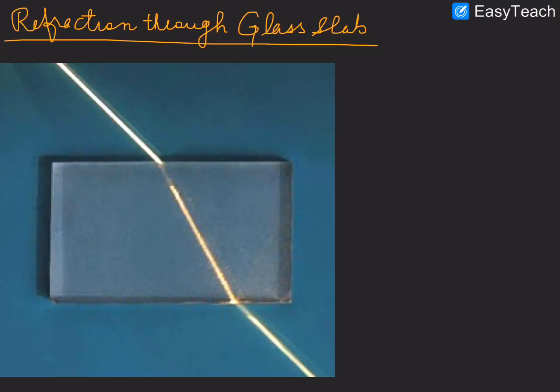Now let us discuss refraction through a glass slab. You can perform this activity in your school lab. You can see this medium is air, this medium is glass, that means a denser medium, and this is again a rarer medium. And you can see with the help of a laser beam the path of the light being deviated. Now in this case you can draw a normal over here and again a normal over here, because this light is undergoing two refractions. Now you can see this is the angle of incidence and this is the angle of refraction.